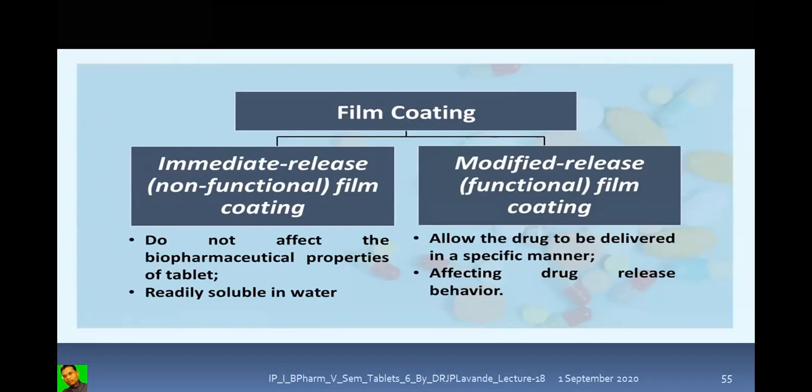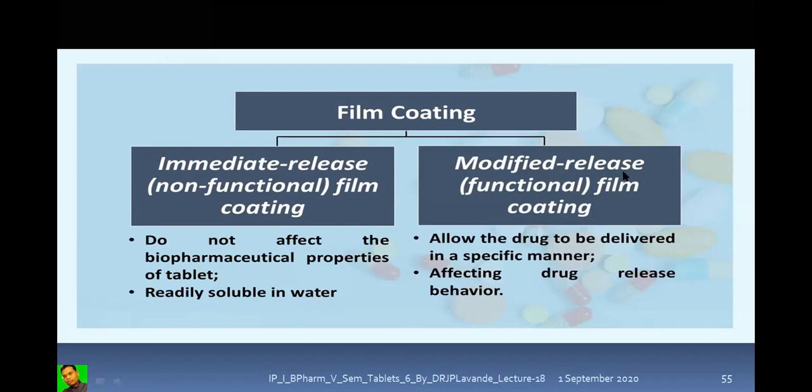Why is the immediate release film coating called non-functional? Because it will not affect the biopharmaceutical properties of the tablet. What are the biopharmaceutical properties of the tablet? That is the disintegration and dissolution processes. These will not be affected by the coating. So the tablet, after this immediate release film coating, will readily go into solution. It will readily solubilize in water.